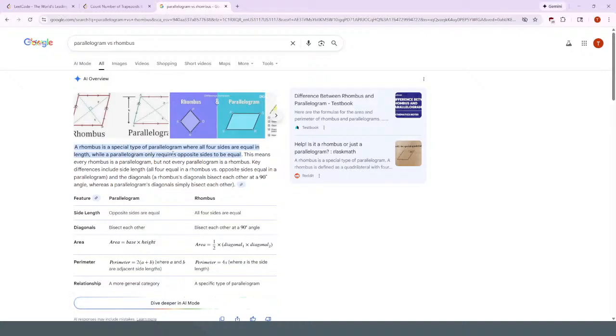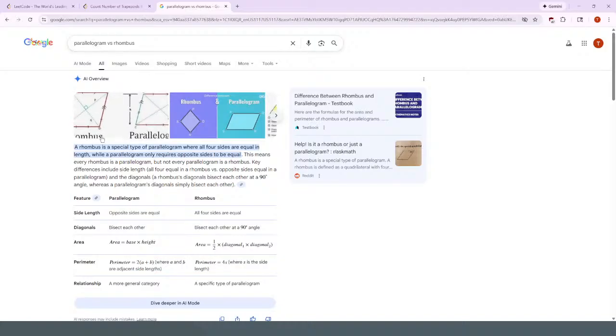Rhombus, all four sides are equal in length. I thought that was a kite. Okay, yeah. I guess rhombuses are kites. Parallelograms are not. Rhombuses have the same side length on every side, where the angles are definitely not square. Squares should be rhombuses, right? Yeah, I see.